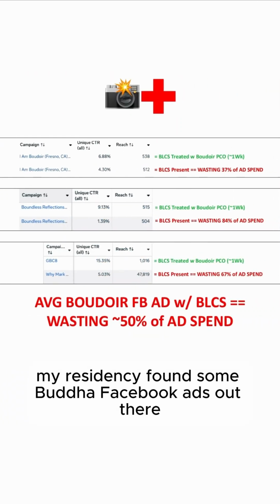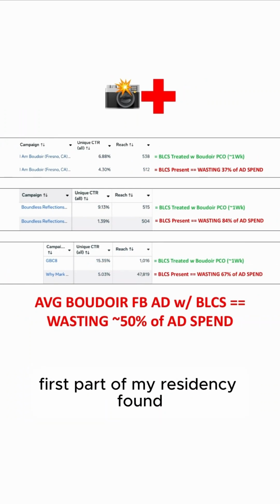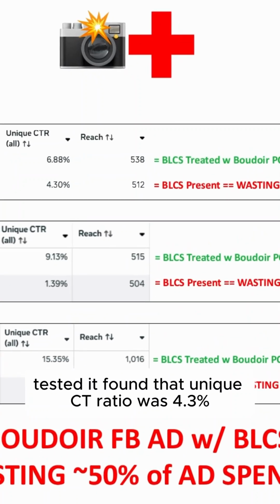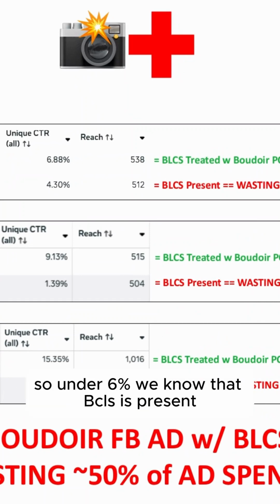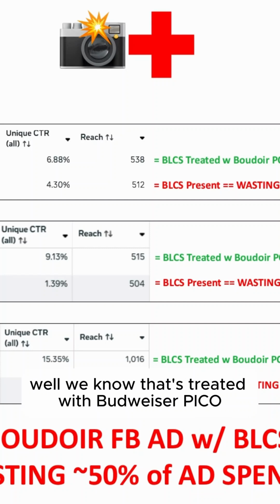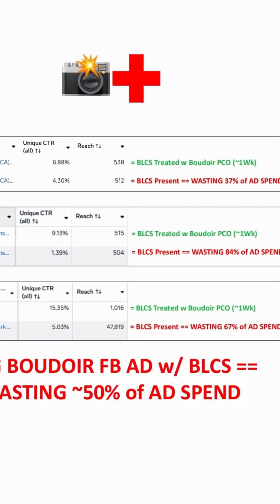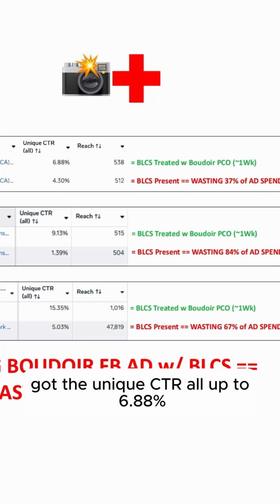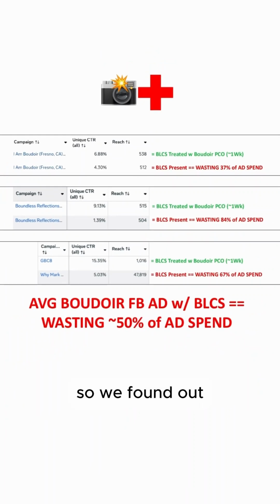So in my residency, I found some Boudoir Facebook ads out there. First one, I brought it to the hospital, tested it, and found out its unique CTR all was 4.3%. So under 6%, we know that BLCS is present, boudoir low click syndrome. Well, we know that's treated with Boudoir Pico, which is exactly what I did. Treated with Boudoir Pico, takes about a week. I got the unique CTR all up to 6.88%. So we found out the original Boudoir Facebook ad was wasting 37% of ad spend.